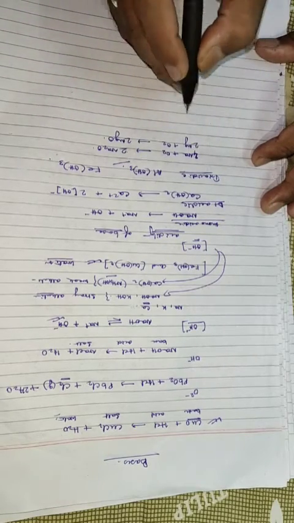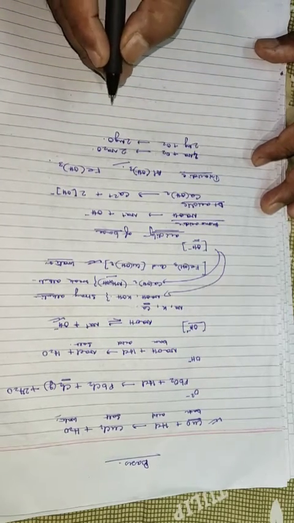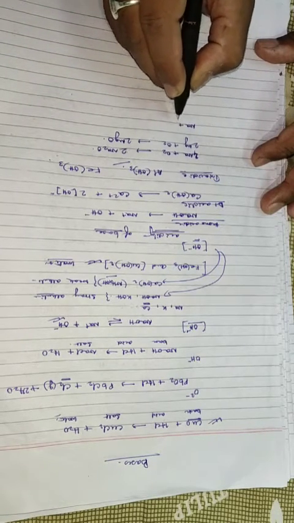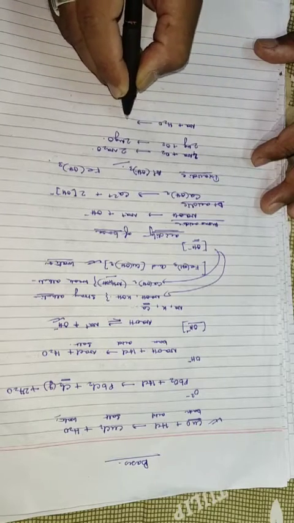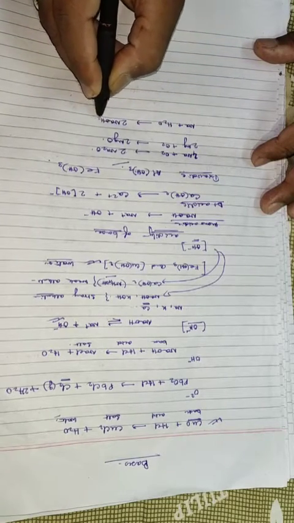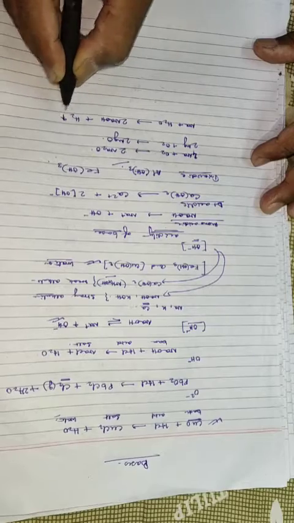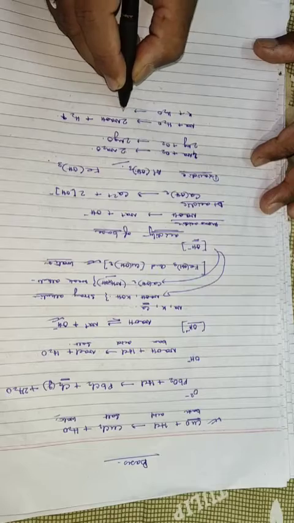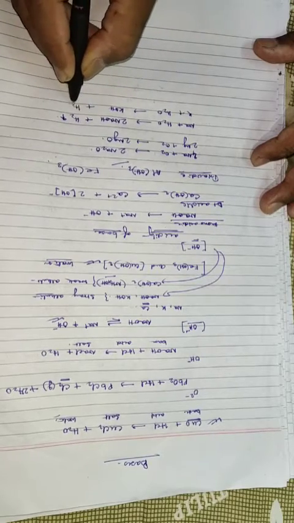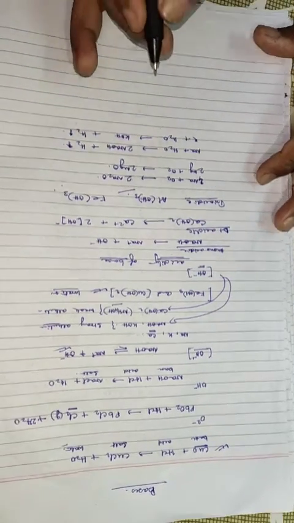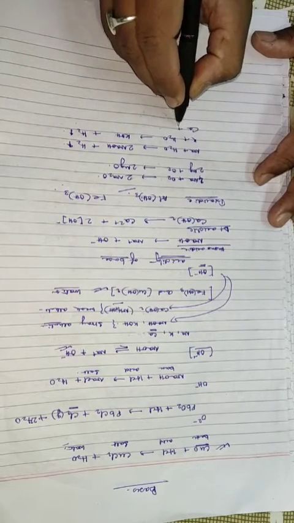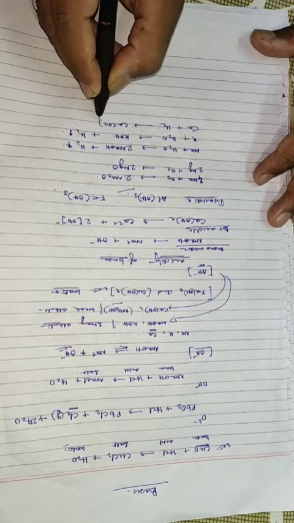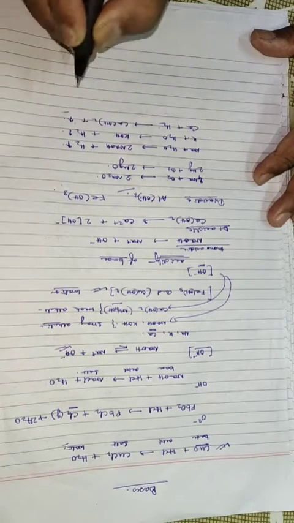Now, action of water on reactive metal. Say sodium, when it reacts with water, gives sodium hydroxide plus hydrogen. Potassium, when it reacts with water, will give potassium hydroxide plus hydrogen. Now calcium, when it reacts with water, will give calcium hydroxide plus hydrogen.